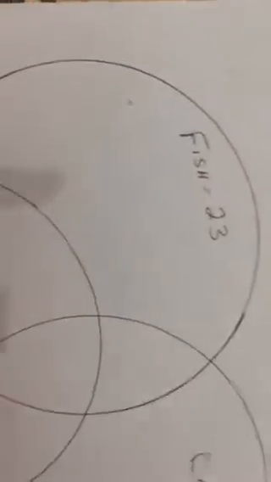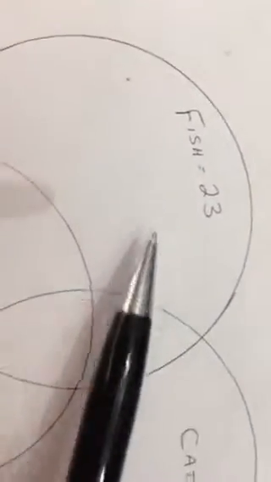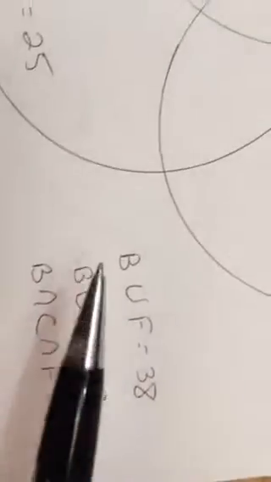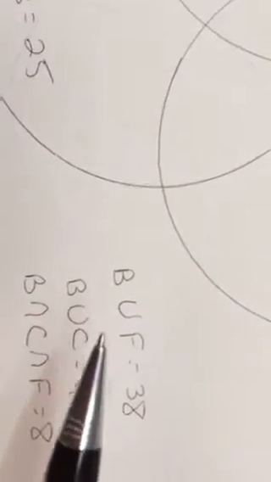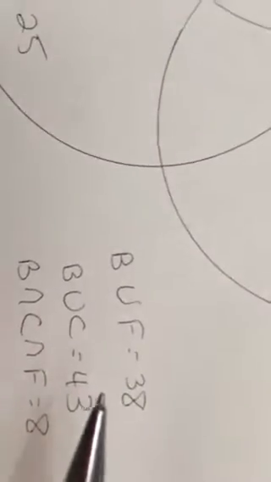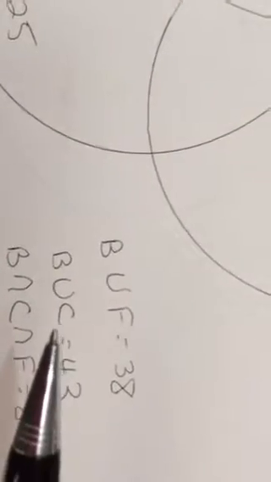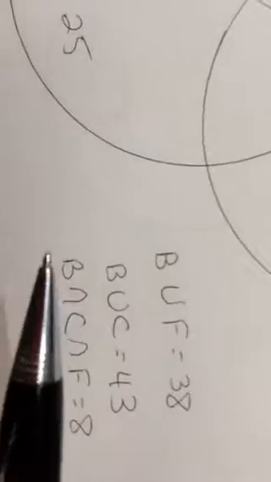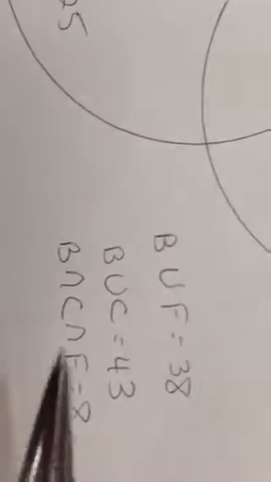Okay, I'm going to try to do this problem with the pet owners. So here's what we're given. We have 23 people own fish, 31 have cats, 25 have birds, and then birds or fish is 38, birds or cats is 43, birds and cats and fish are 8.